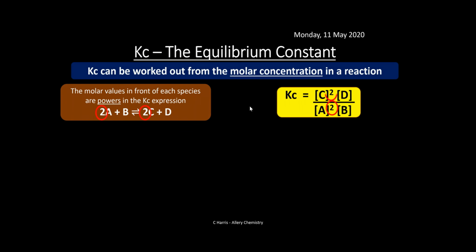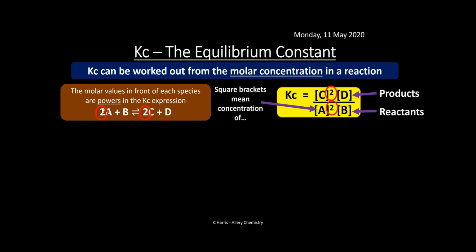So the molar values in front of each species are powers in the Kc expression. The Kc expression is set up like this. You can see that we've got Kc equals C squared D, so these are your products, divided by your reactants, which are A and B. You can see the powers in your Kc expression actually relate to the number of moles in the reaction that you can see there. So there you go, it's products over reactants.